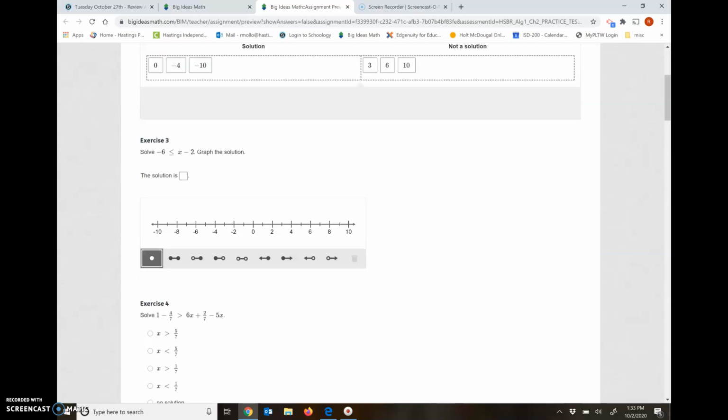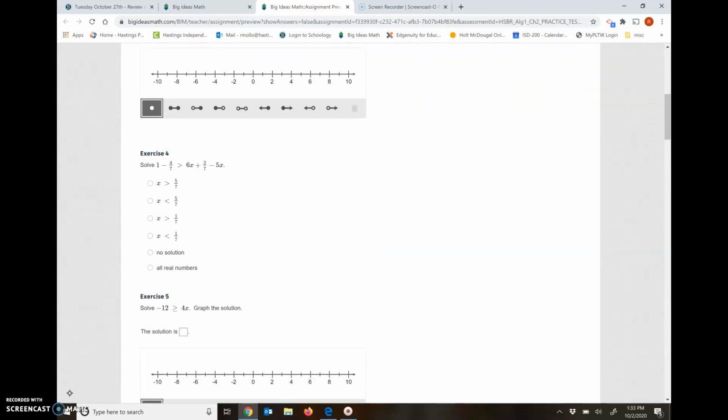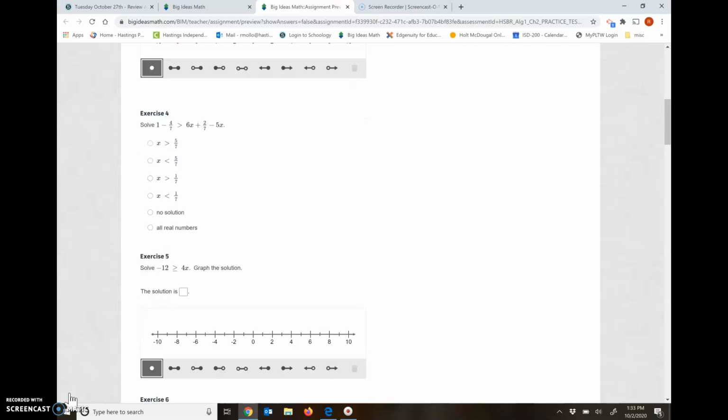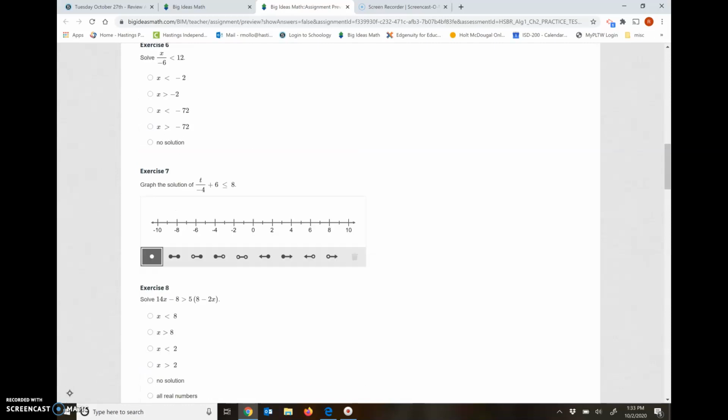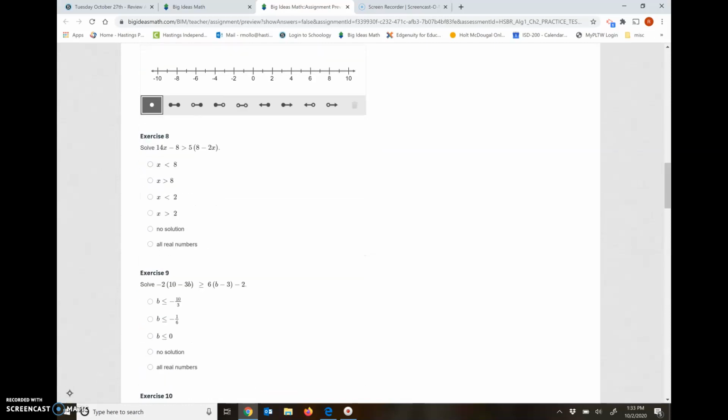Three, you're solving and graphing. Four, you're solving and graphing as well. Make sure you get your x's together first. 5, solve and graph. 6, solve and graph. 7, solve and graph. 8, we got some distributing.